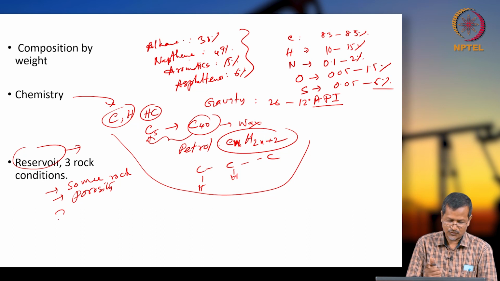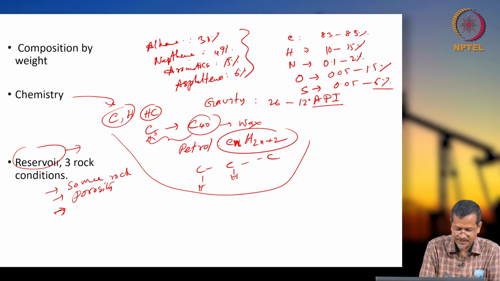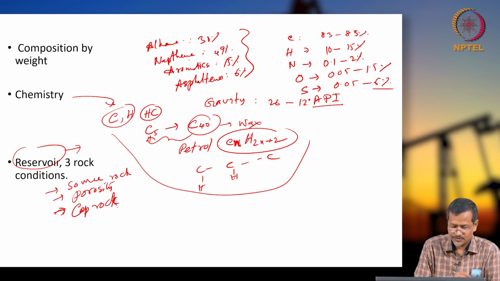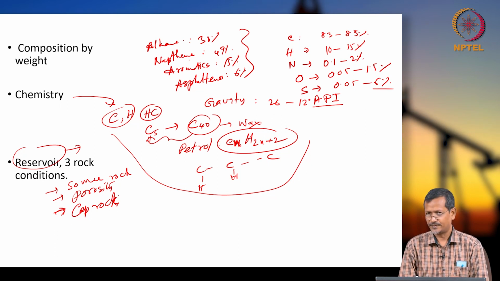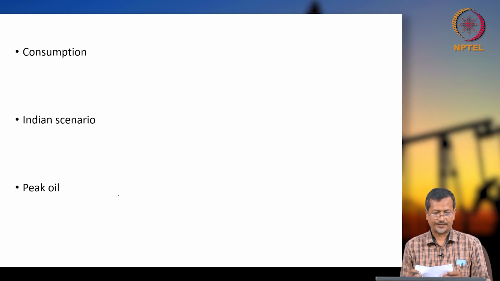And to prevent oil from escaping to the surface, one rock is required, called cap rock. Otherwise, if cap rock is not there, all the gas and oil will go away. So these 3 conditions must be maintained if you want to get one reservoir. Okay, consumption.